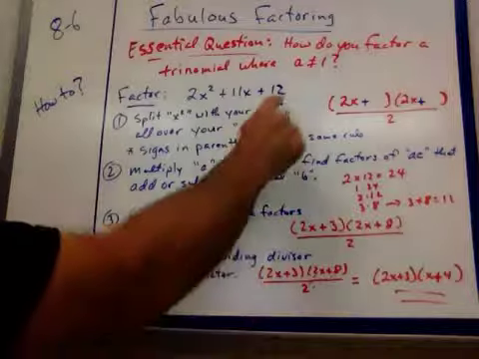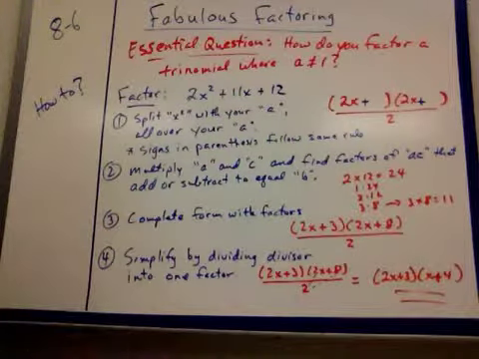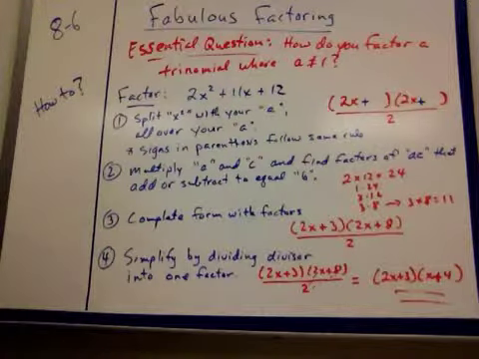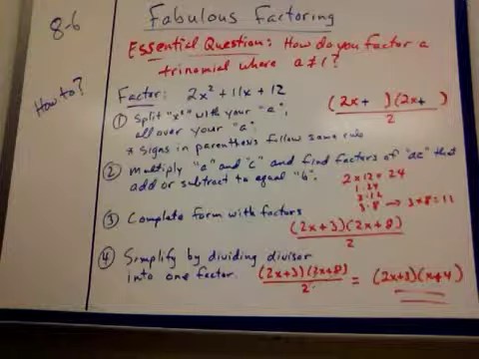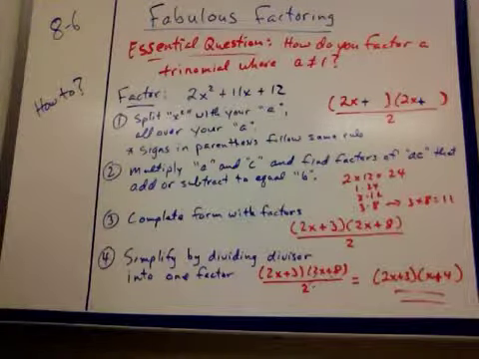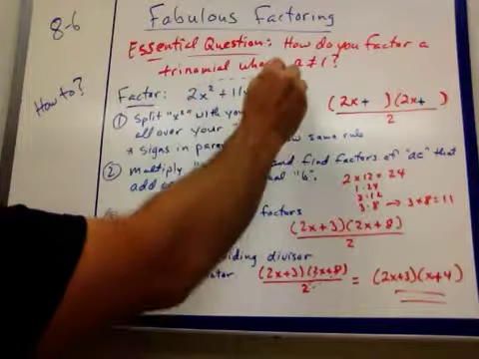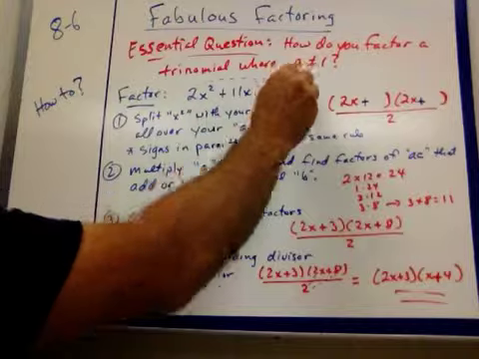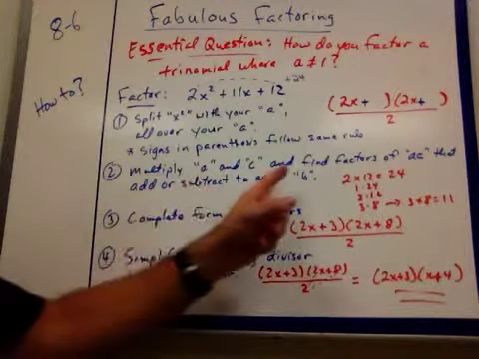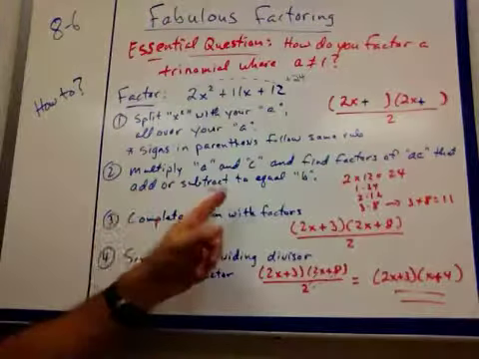Now, there are no factors of 12 that add up to 11. 1 and 12, 2 and 6, 3 and 4. None of those add up to 11. That's why we've got to do this a little differently. So what we do is we multiply the a and the c value. These two. 2 times 12, that gives us a positive 24. And that's what I did right here. I showed you when you multiply the a and the c, and you find factors of that ac that add or subtract to equal b.